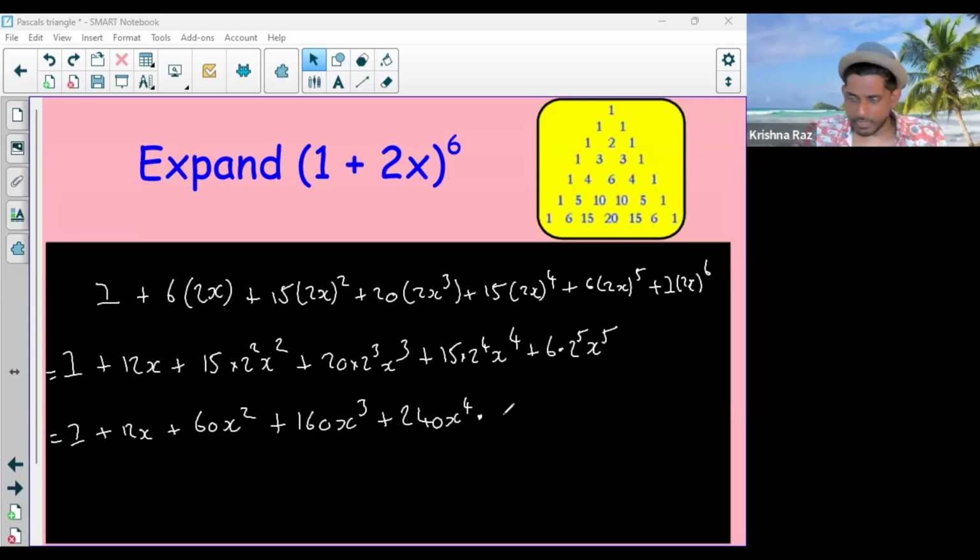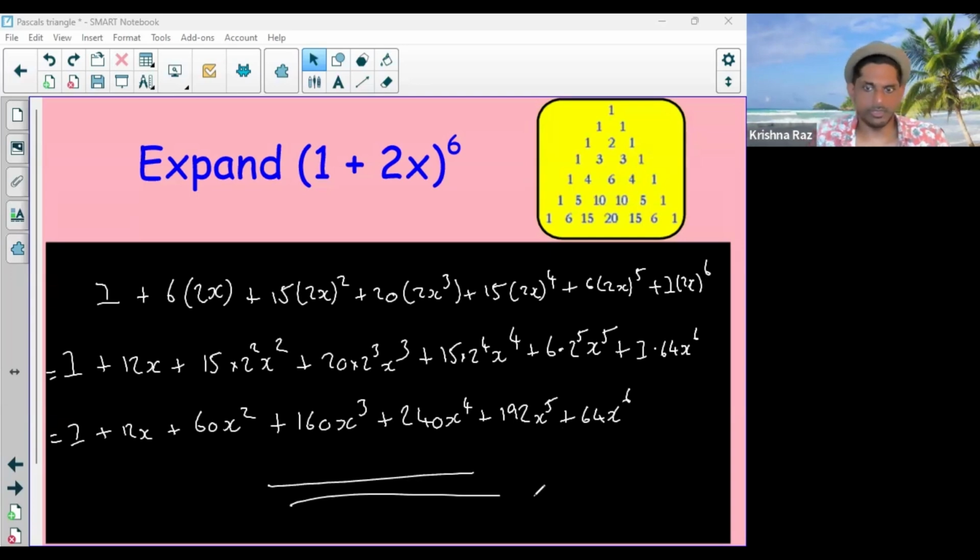So we have plus 6 times 32. Get the calculator. 192. I do feel like I let myself down a bit using the calculator, but what you can do. And the last one, 1 times 2 to the power of 6, which is 64, x to 6. And that's that.